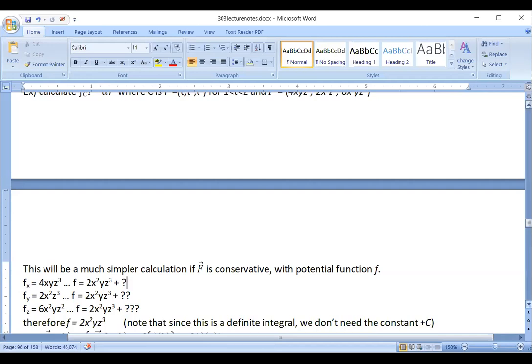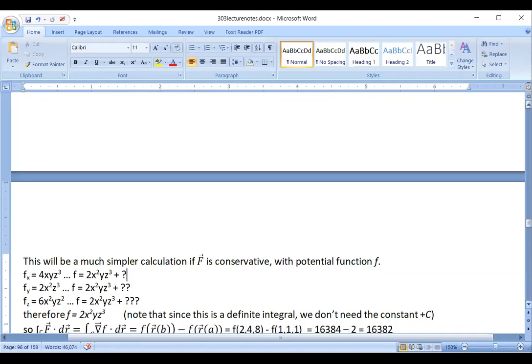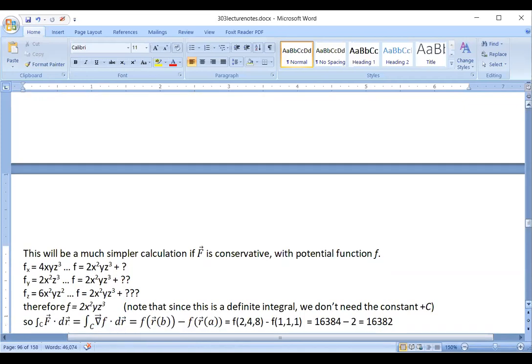Typically we would write plus c, but because this is going to be a definite integral, just like from single variable calculus, we don't need the plus c. So to continue, now we know that our vector field is actually the gradient of a function, so we can rewrite the integral of vector F dot dr as the integral over C of the gradient of f dot dr. And by the fundamental theorem of line integrals, we know that is just f of b minus f of a.